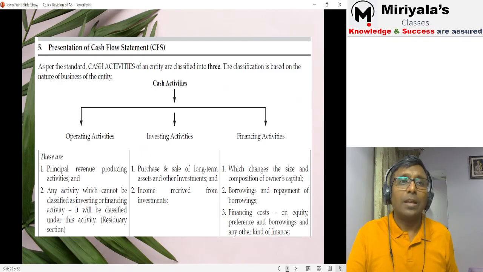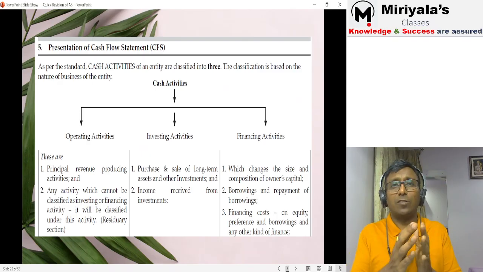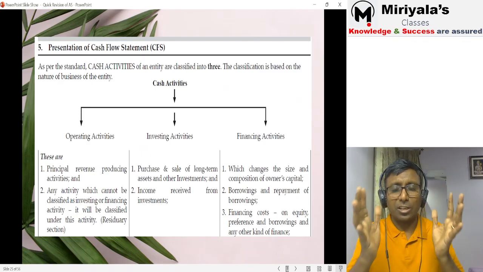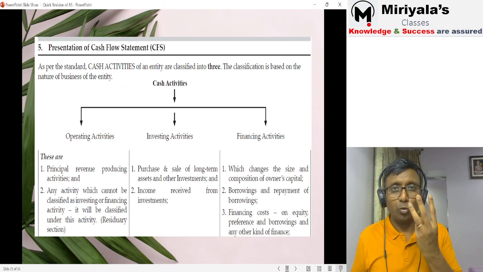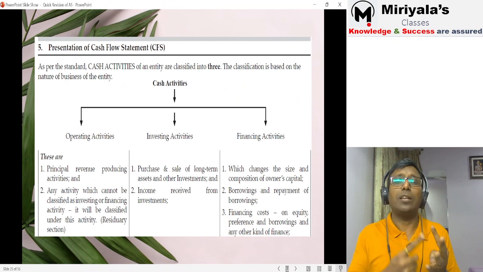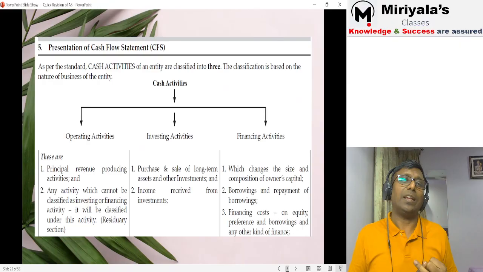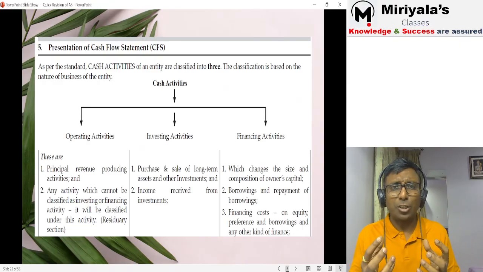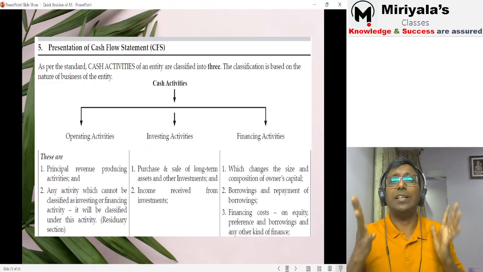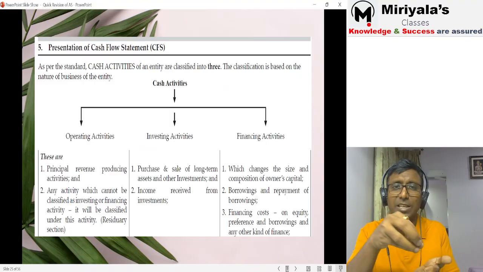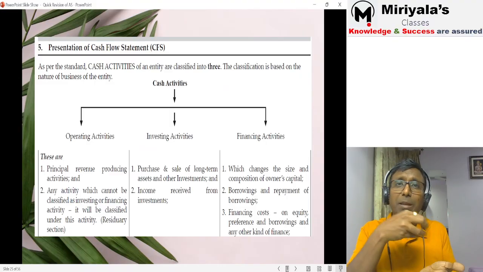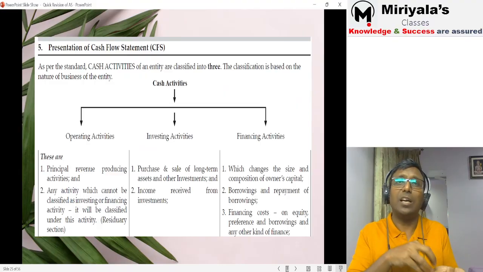the question says so. Yes, cash flow statement. The entire cash activities of the company are going to be divided into three: operating activity, investing activity, financing activity. What is operating activity? It is related to my principal revenue generating activity, that is, generally the sales and purchases of my basic business, correct? Revenue, goods purchases, services related.